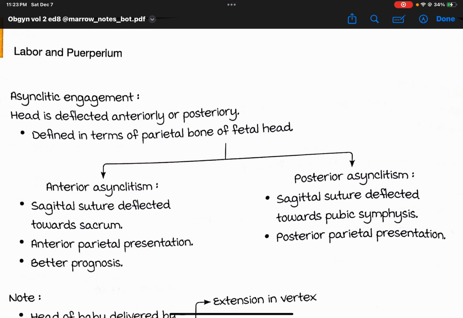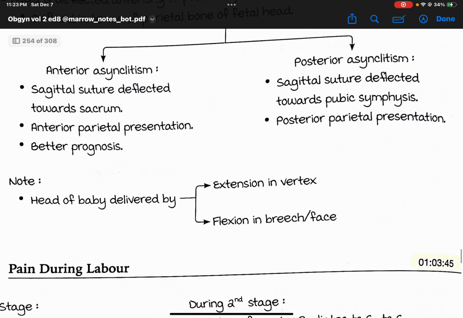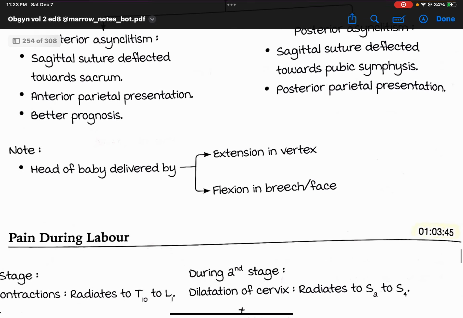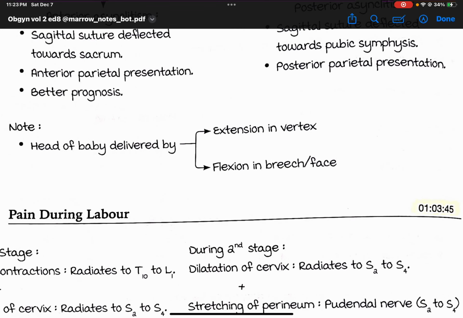Anterior asynclitism: sagittal suture deflected towards sacrum, anterior parietal presentation, better prognosis. Posterior asynclitism: sagittal suture deflected towards pubic symphysis, posterior parietal presentation. Head of baby delivered by extension in vertex, flexion in breech and face.